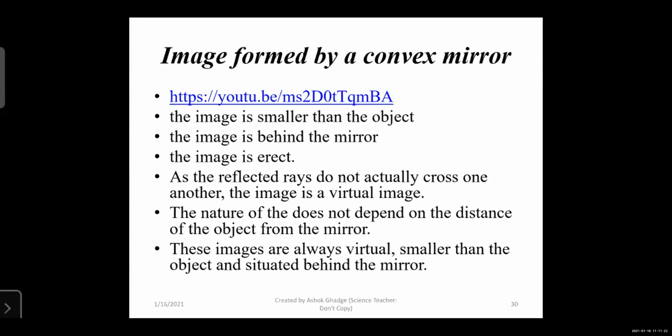It does not depend on the object distance, as in concave mirror. In concave mirror, there are different conditions, and for the different conditions there is a different size and nature of image. Therefore, in convex mirror, there is no differentiation like that.